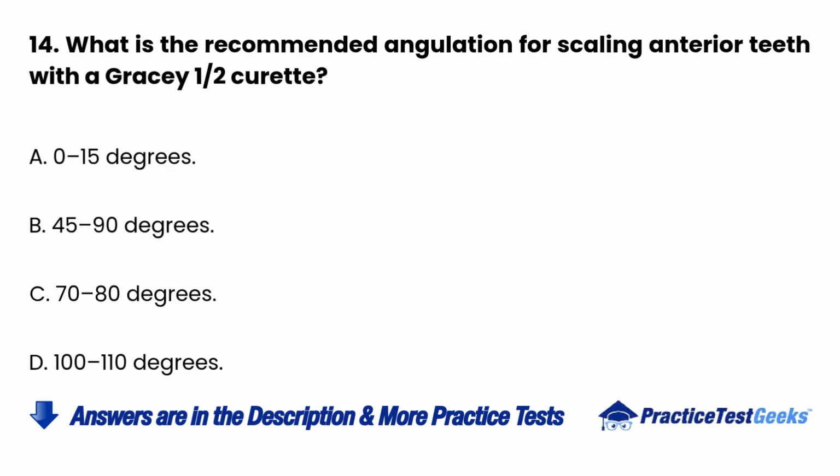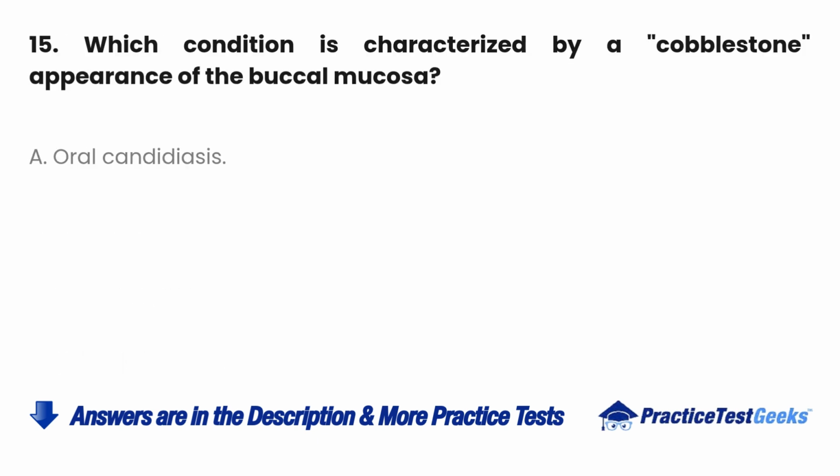14. What is the recommended angulation for scaling anterior teeth with the Gracie 1-2 curette? A. 0, 15 degrees. B. 45, 90 degrees. C. 70, 80 degrees. D. 100, 110 degrees.